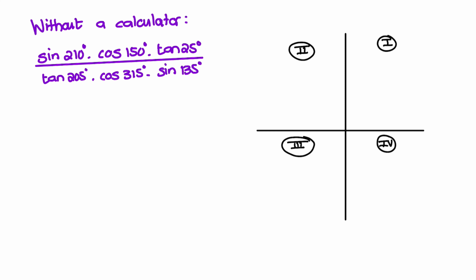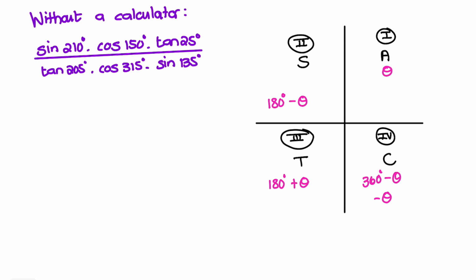From the CAST diagram, we know that all ratios are positive in the first quadrant. We have sine positive in the second quadrant, tan in the third, and cosine in the fourth. Hopefully by now you have dealt with reduction formulas. The second quadrant is 180 minus theta. The third quadrant is 180 plus theta. The fourth quadrant is 360 minus theta or negative theta. And in the first quadrant, we can have theta or 360 degrees plus theta.